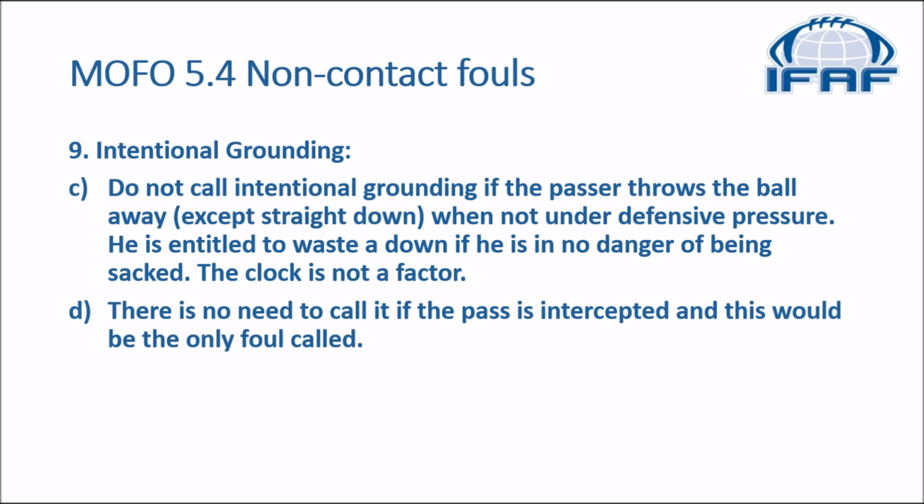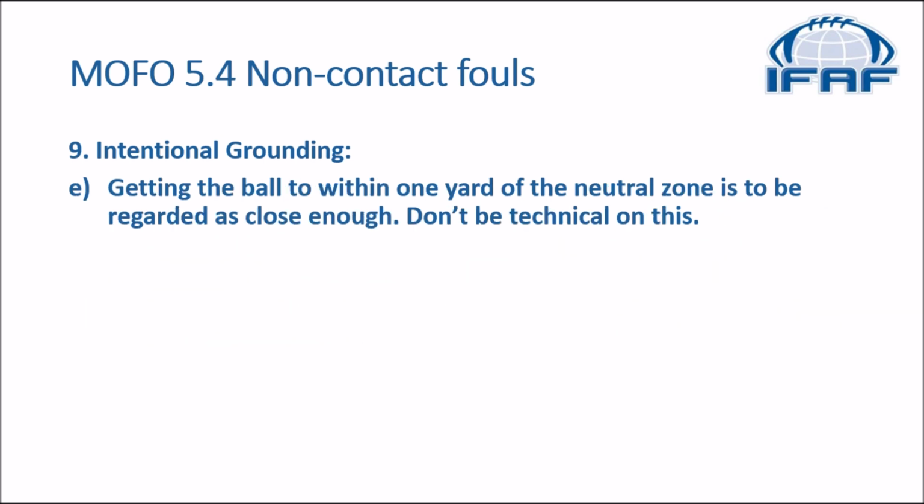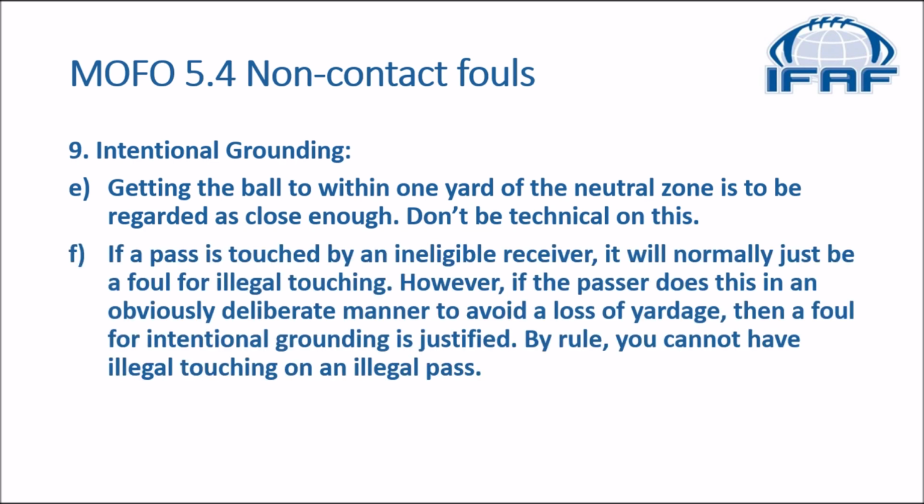D, there's no need to call it if the pass is intercepted, or this would be the only foul called. E, getting the ball to within 1 yard of the neutral zone is to be regarded as close enough. Don't be technical on this. And finally, F, if a pass is touched by an ineligible receiver, it will normally just be a foul for illegal touching. However, if the passer does this in an obviously deliberate manner to avoid loss of yardage, then a foul for intentional grounding is justified. By rule, you cannot have illegal touching on an illegal pass.